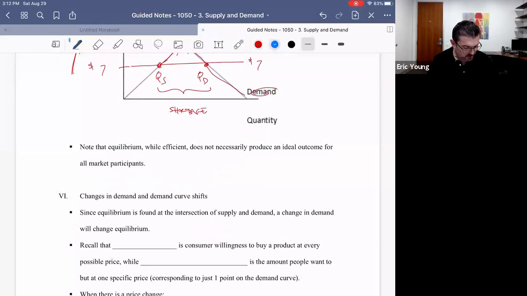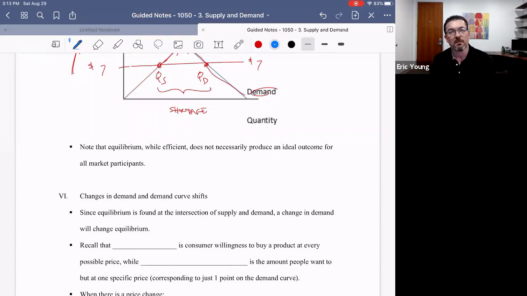Okay, let's wrap this up by noting that equilibrium is a really important point. It's like the happy point in economic market theory. It's a happy point because it maximizes efficiency. We'll learn later it maximizes social welfare. There's no excess, there's no shortage. The market clears and it's just efficient and it works.